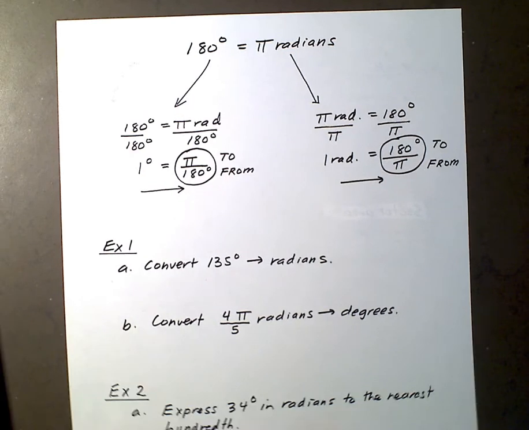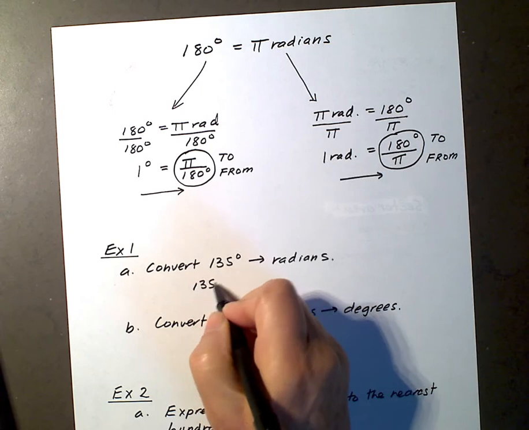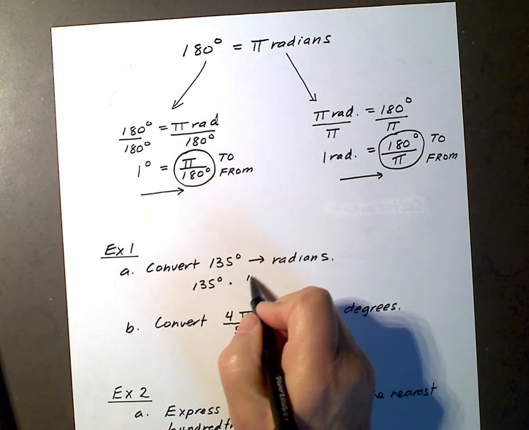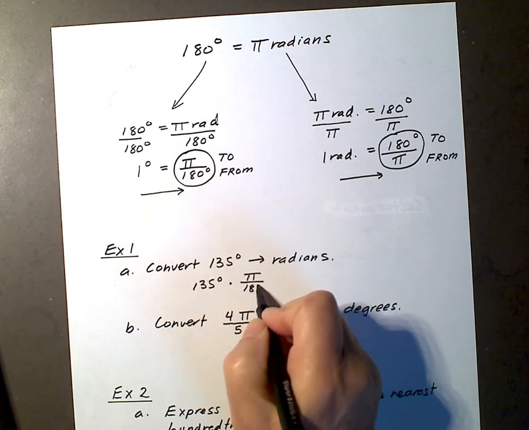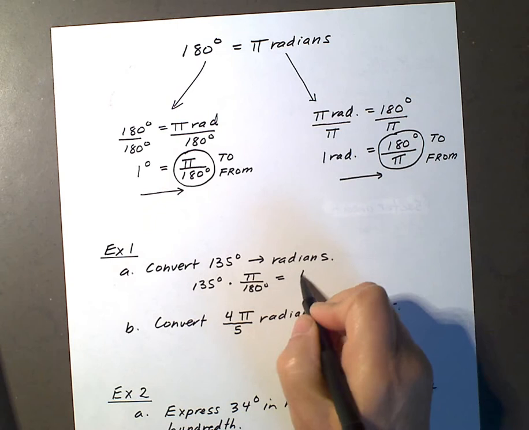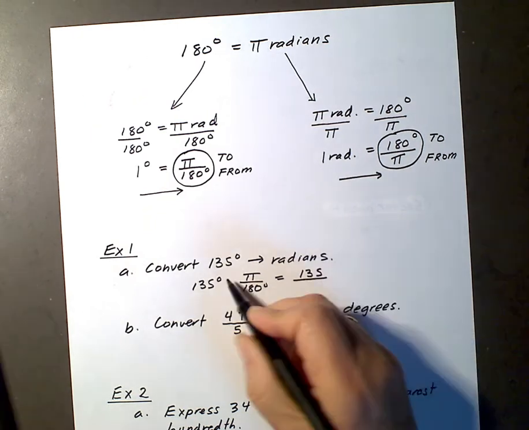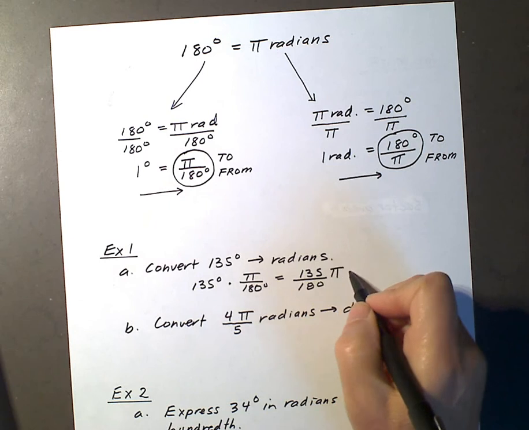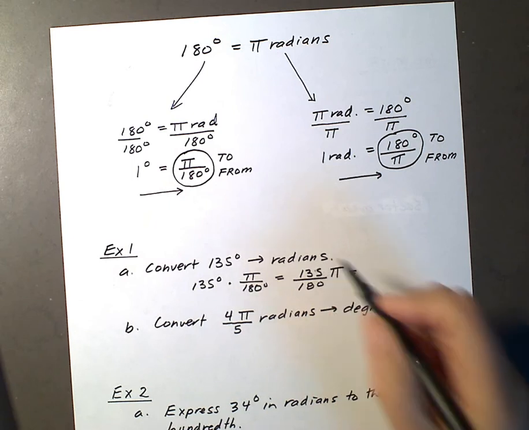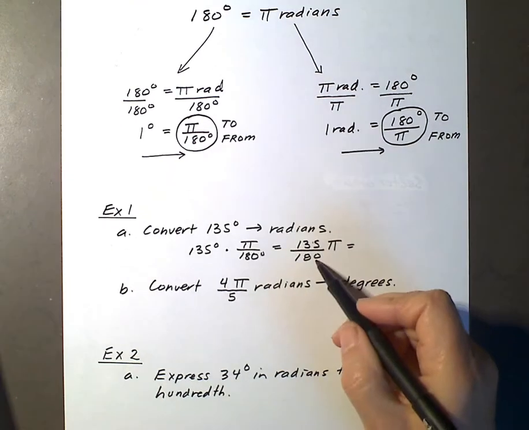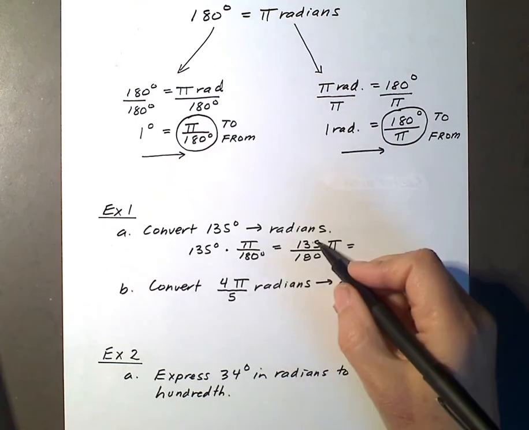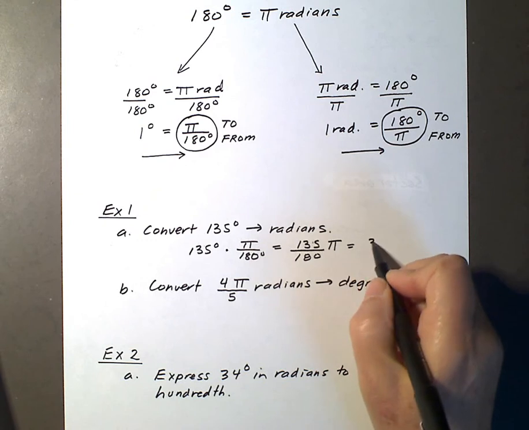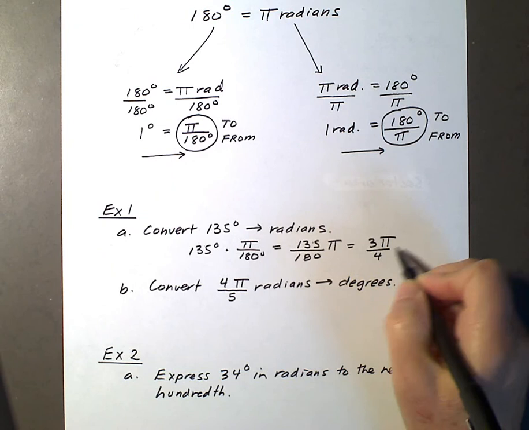So I just take 135 degrees times pi over 180 degrees, and so I've got this ratio of 135 degrees to 180 degrees, and the degrees cancel, times pi. 135 is 3 45s, and 180 is 4 45s. So this simplifies to 3/4 pi, or 3 pi over 4, and that's in radians.